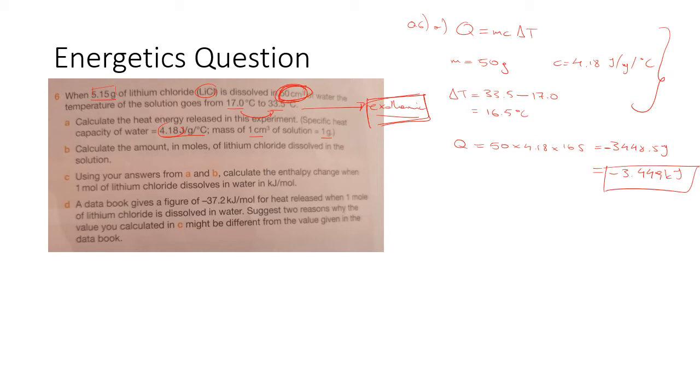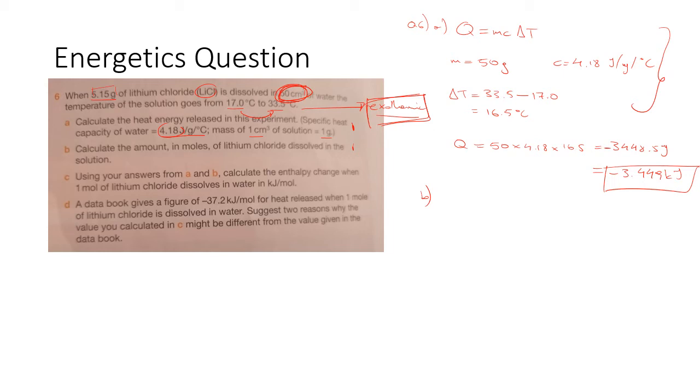Let's move on to question B. With B, we're asked to calculate the amount in moles of lithium chloride dissolved in the solution. So you see the pattern here. They're asking us for the energy change here and the number of moles here. So maybe we'll have to do something with these two values later on.